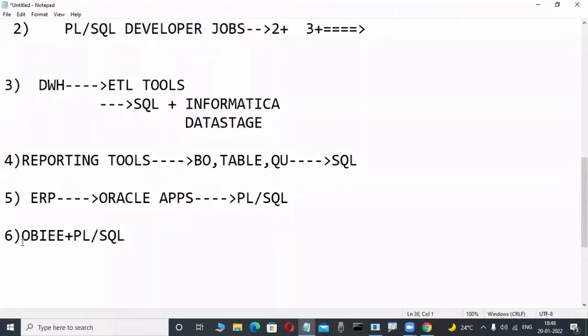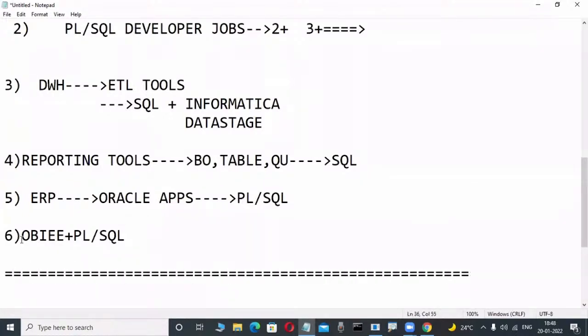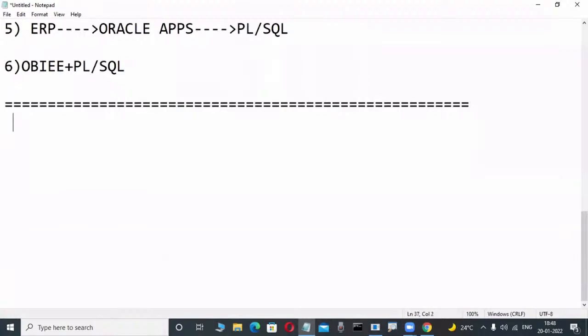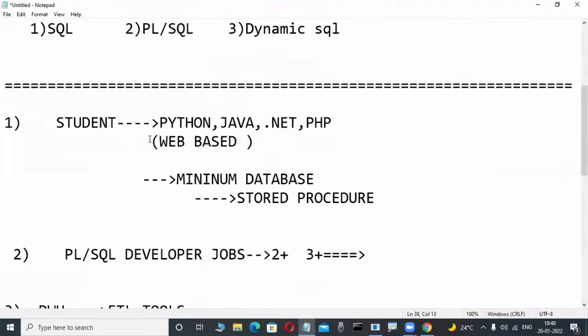Again, different persons. Suppose you are not interested in the programming side, and you want the administration side. In that case, DBA courses are there: Oracle DBA, SQL Server DBA, MySQL DBA, database administration courses. These persons also need minimum knowledge before learning those courses. Minimum SQL knowledge is required, so they also learn these courses.